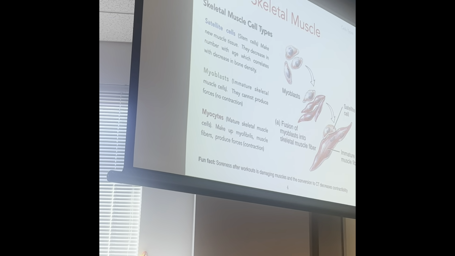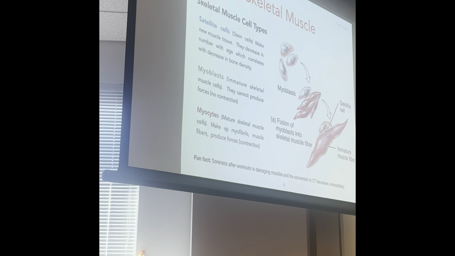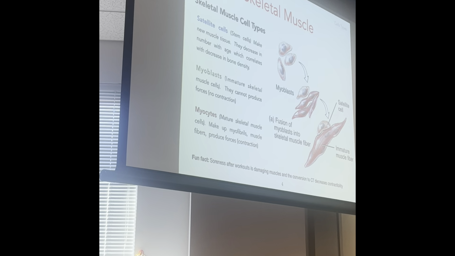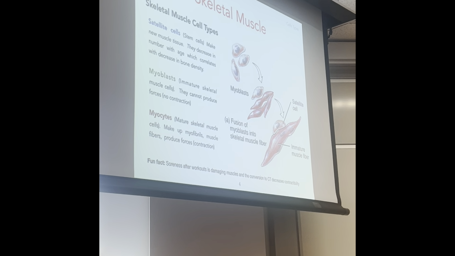I would just know that myoblasts are immature muscles and myocytes are mature muscles. Myocytes are actually multinucleated because they fuse. The myoblasts fuse together.